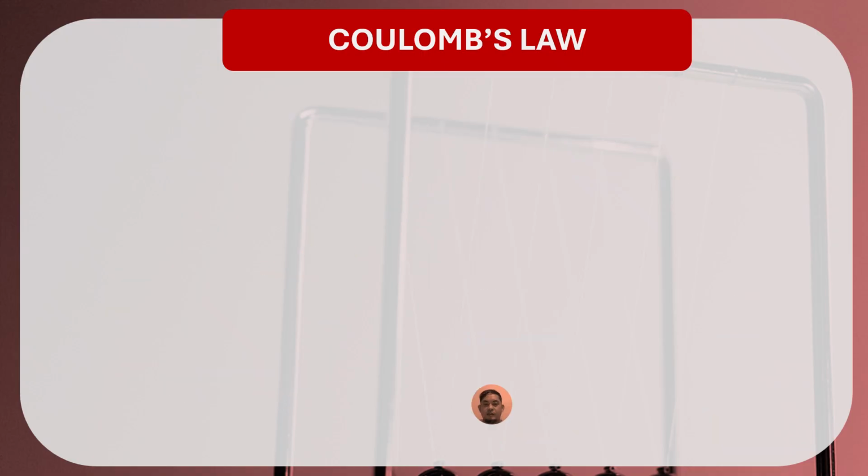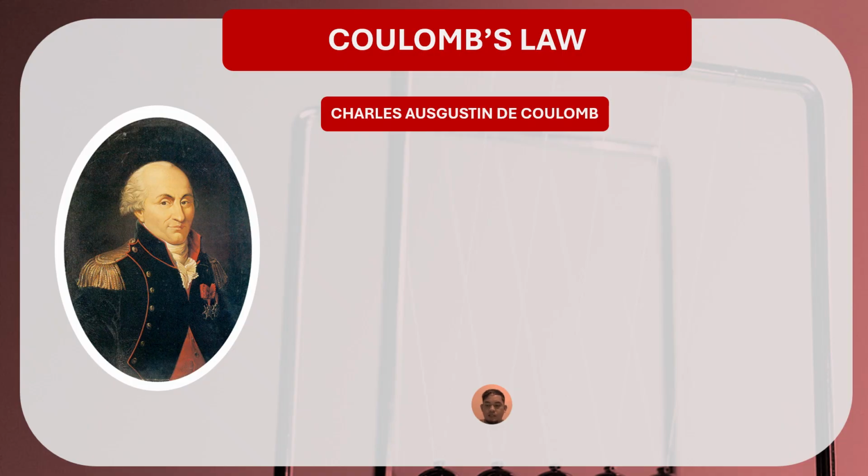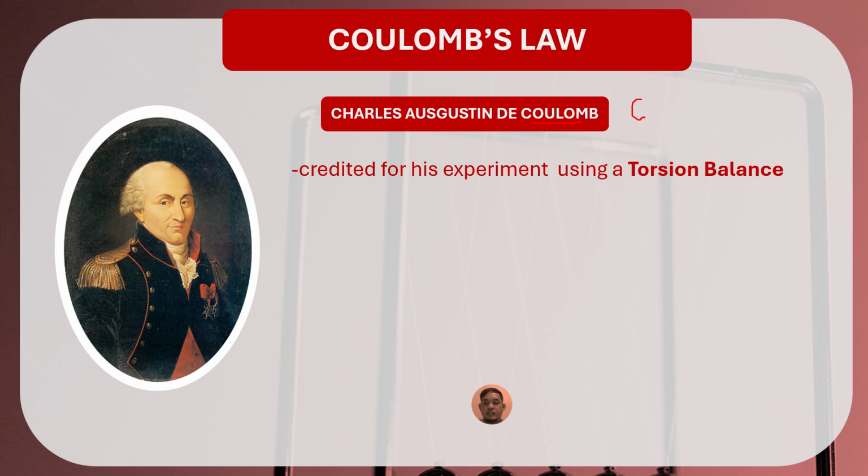All right. So this is the person behind Coulomb's law. It's Charles Augustin de Coulomb. That's why the unit of charge is the coulomb itself, represented by capital C. He is credited for his experiment using a torsion balance. I will not be discussing how he experimented, but maybe in another video I can explain how he did his experiments with the torsion balance. Okay. The findings behind this experiment were the following.